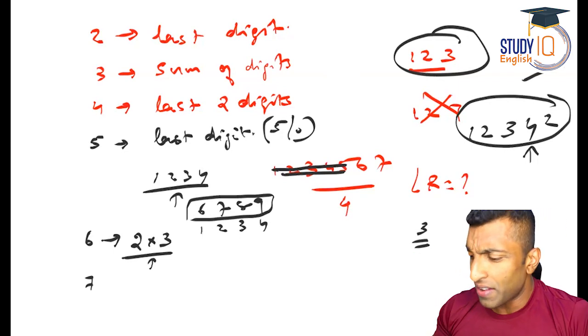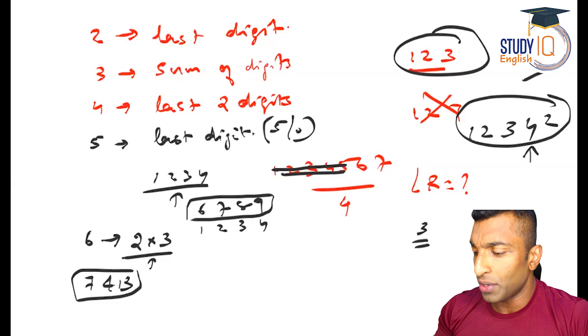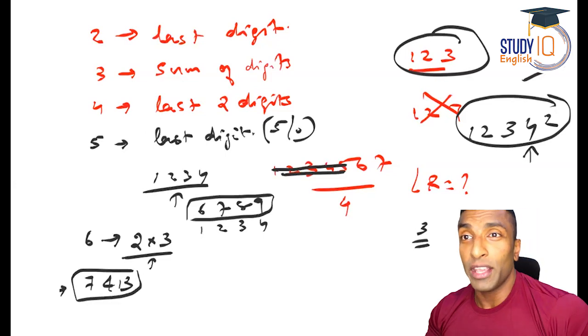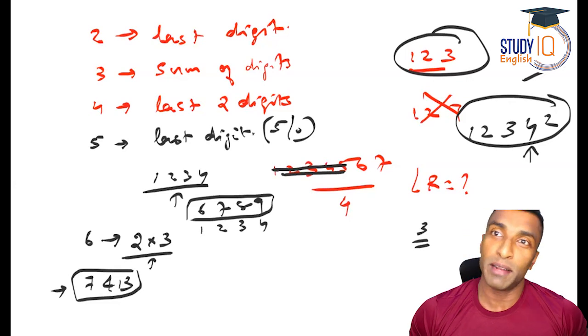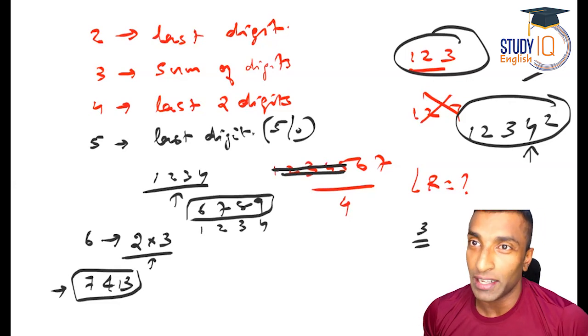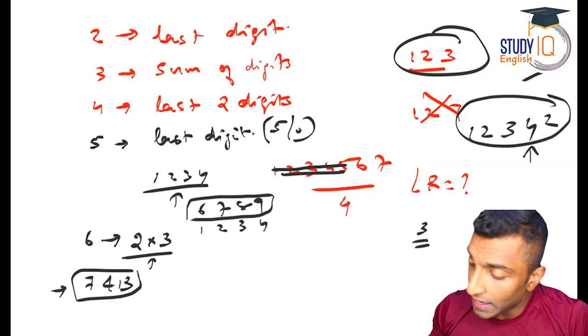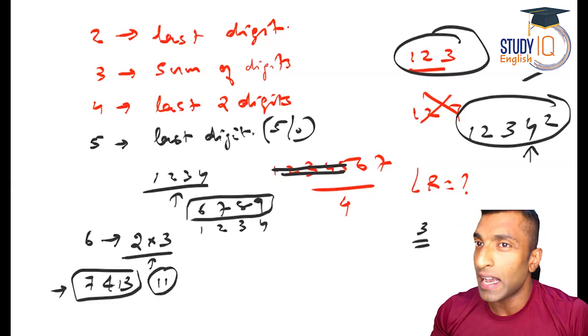But divisibility of 7 and 13, I don't think any of your teachers might have taught you, nor you might have seen in any textbooks as well. So I'll be discussing 7 and 13 because that's from where they can actually ask you questions. So 7, 13 and 11. 11 is easy anyway.